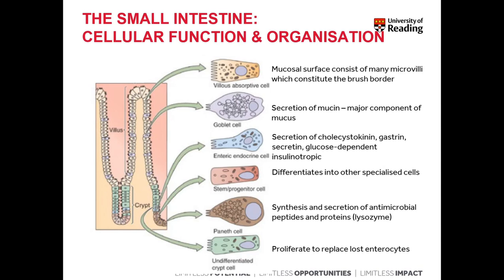So in the stomach it is easy because the pH doesn't allow bacteria to grow, but in the small intestine, if we don't have these enzymes, it may be colonized by bacteria that then would interfere with the digestive and absorptive processes. Different story for the large intestine. And then ultimately the undifferentiated crypt cell, which can proliferate to replace lost enterocytes.